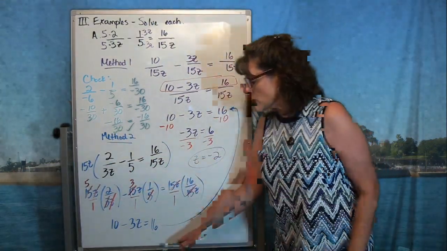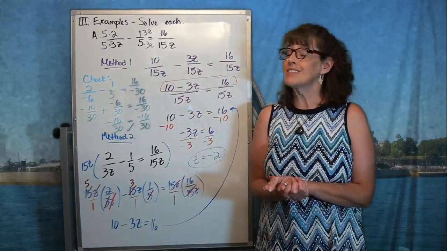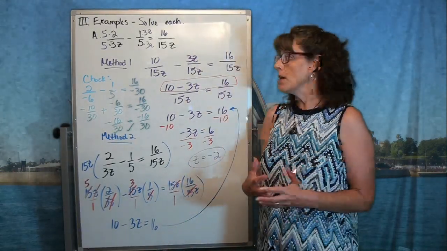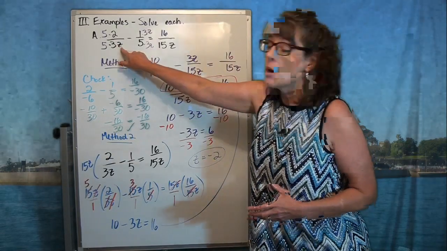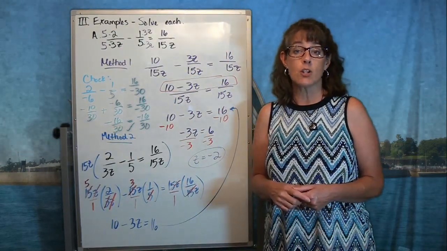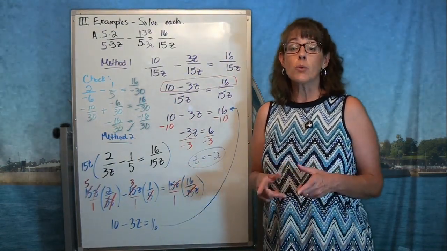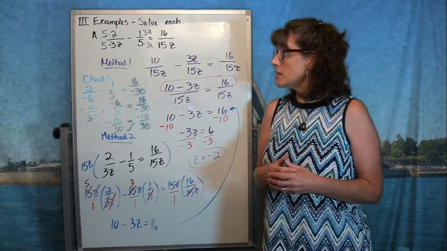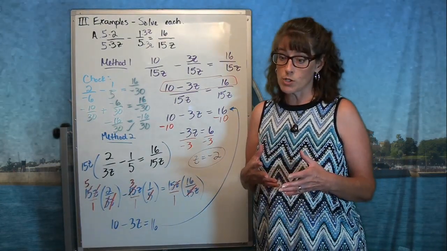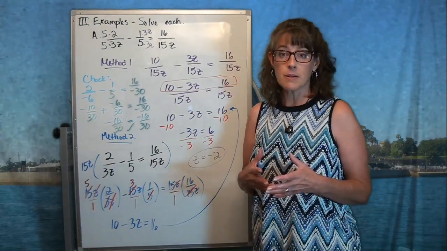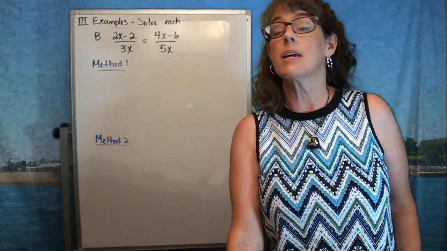So I know that this is the right answer, and more importantly, it's not an extraneous solution, because when I plug it into the denominator, it does not create a 0 in that denominator. So let's try another example, and you know I've got lots because I want you to feel very comfortable with this. Okay, so here we have our second example.